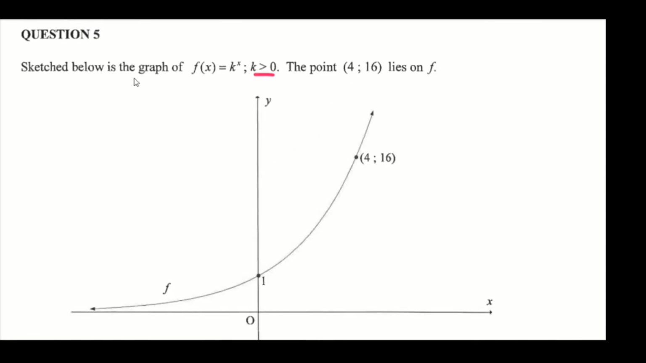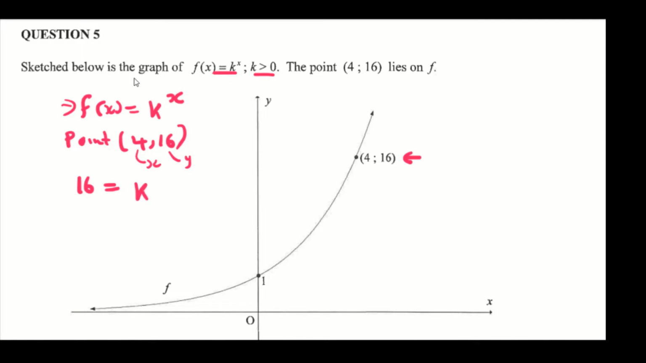To determine the value of k, we have f of x equal to k to the power of x. We're going to use this point here, which is (4, 16), where this is x and this is y, and substitute into this equation. Where there's y, you put 16 equals k to the power of 4. Then you can take the fourth root of both sides, and you should get k equal to 2. Okay, so we are done with this question.